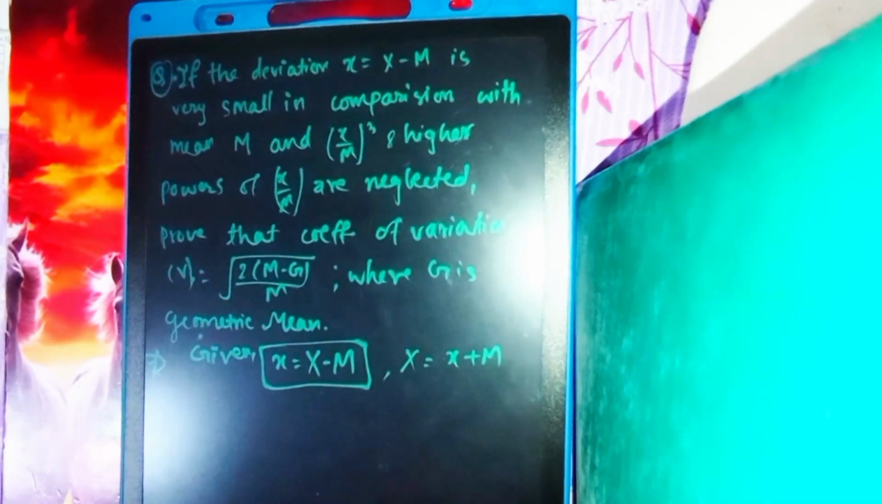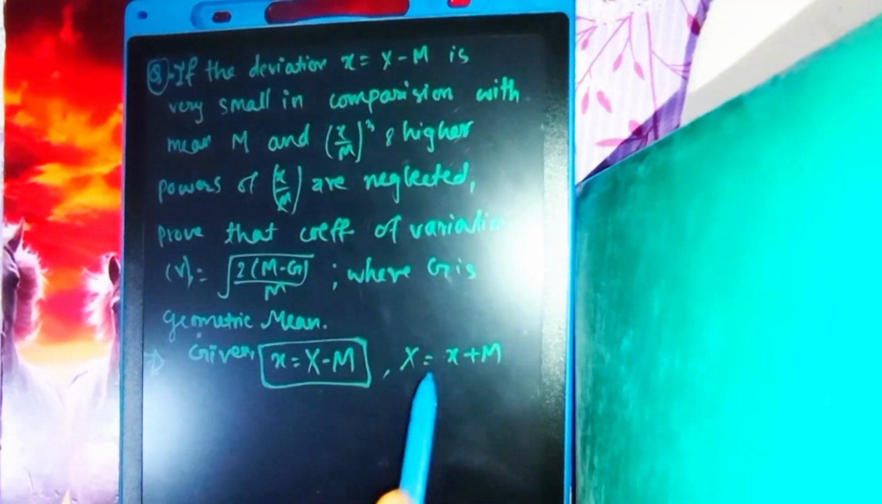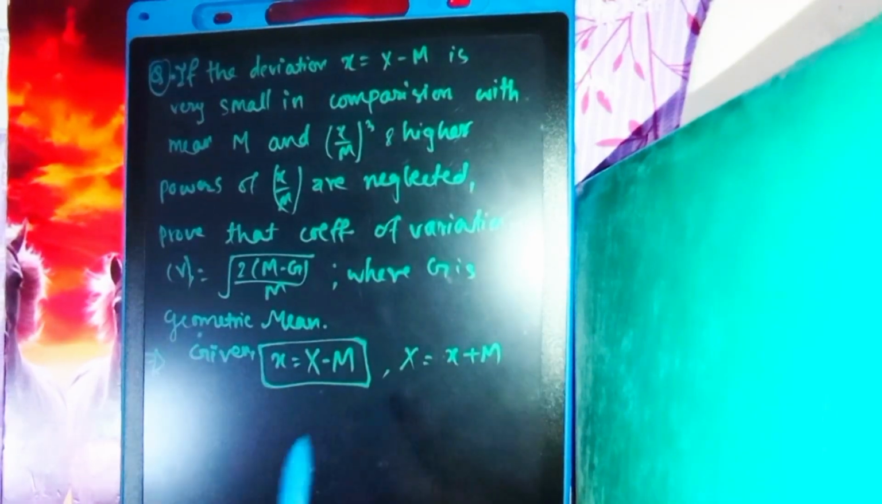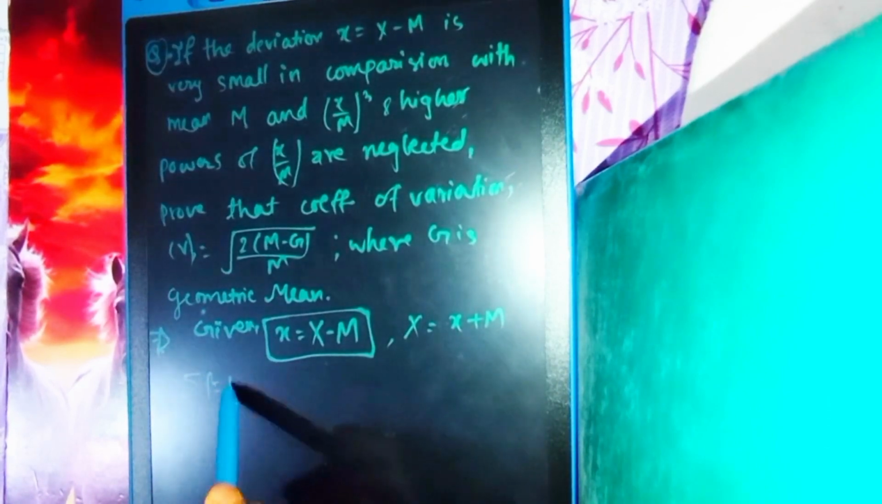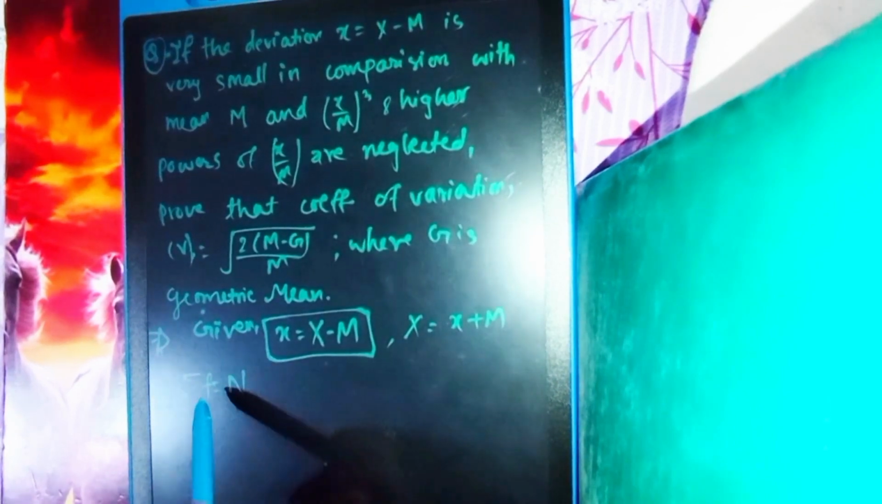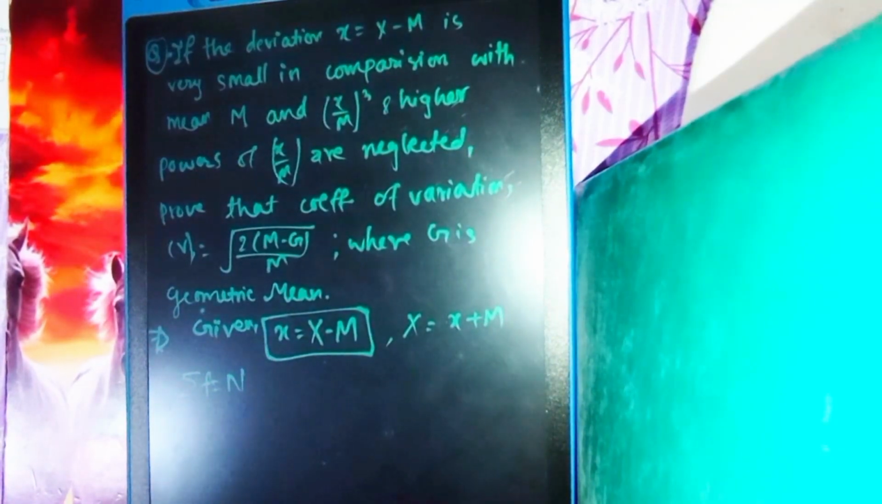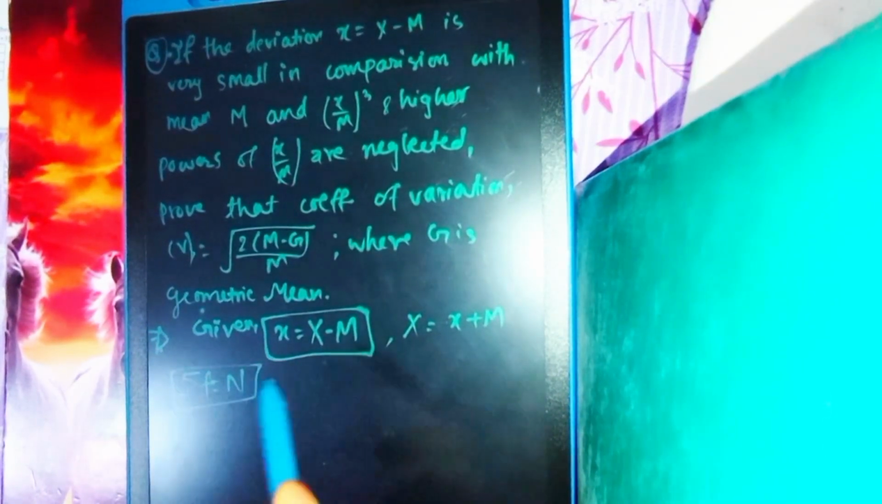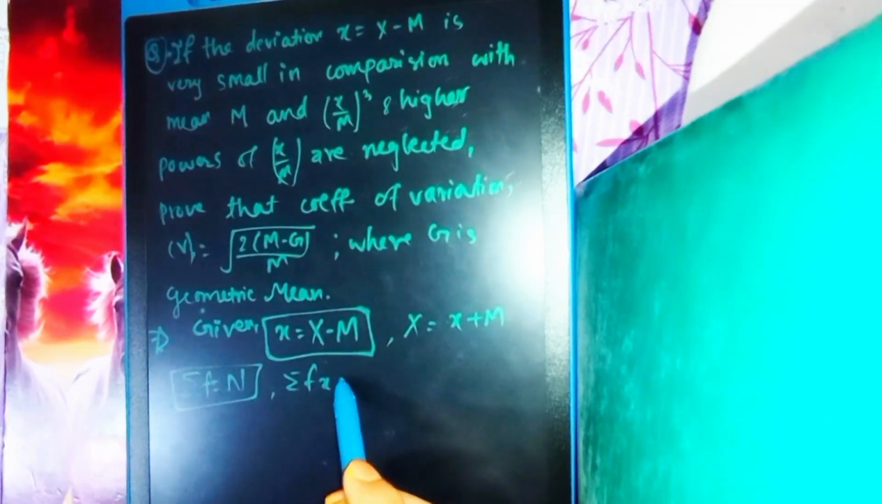Okay, so we're given x is equal to capital X minus m, so we can write capital X is equal to small x plus m, and then we have summation f is equal to n. You know that thing. The total frequency is the total number of our observations. This is the formula that you should always remember. And another thing is summation f x, small x, will be 0.